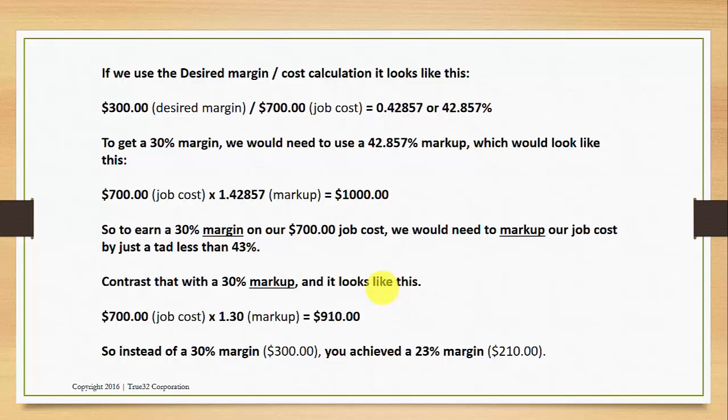Contrast that same math with a 30% markup, and it looks like this: $700 job cost multiplied by 1.30, or a 30% markup, and you only get $910. So instead of a 30% margin of $300, you achieve a 23% margin of $210.